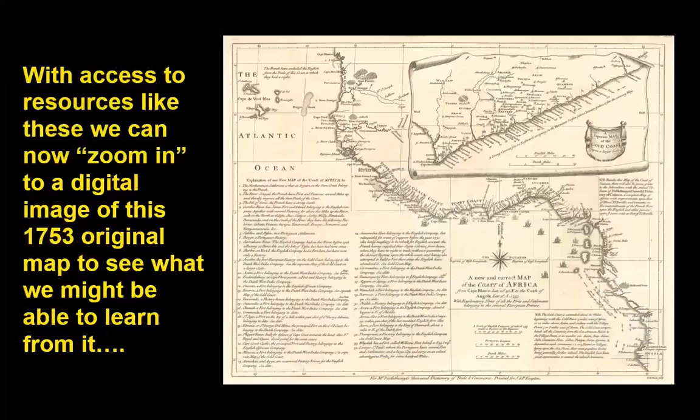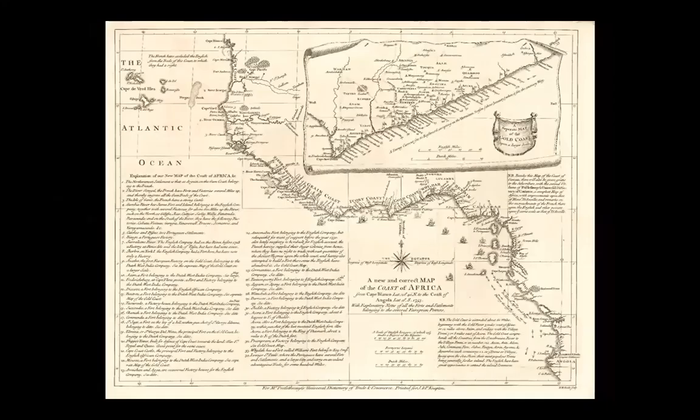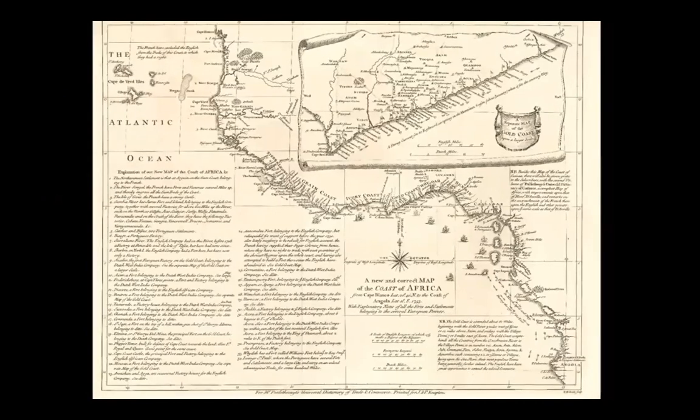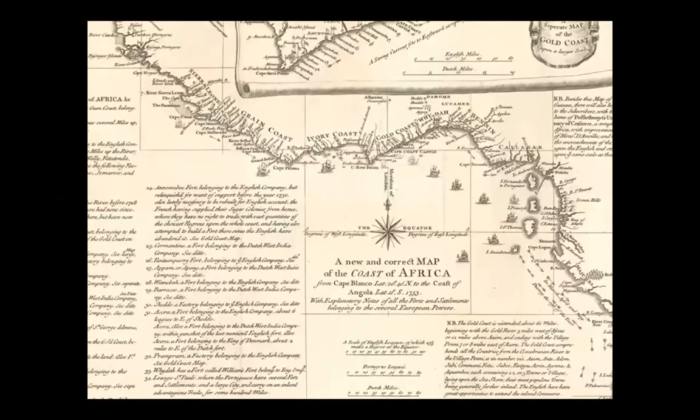With access to resources like these, we can zoom in to the digital image of this 1753 original map to see what we might be able to learn from it. In addition, individual documents like this map of West Africa can be digitized to the scale of 600 dots per inch, which is very refined in the sense of precise. And you can start to zoom in for that reason and see the map in great detail.